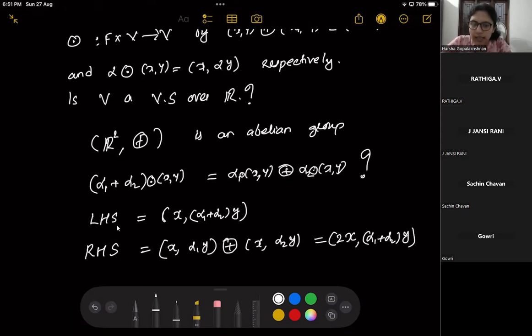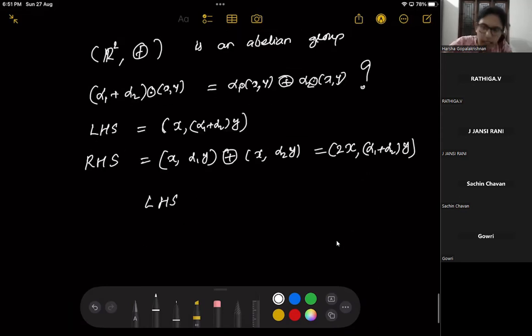So this LHS and RHS are different, right? Here it is x, here it is 2x. So LHS is not equal to RHS. So this condition is not satisfied, so it is not a vector space.